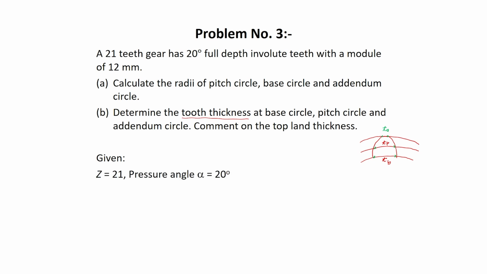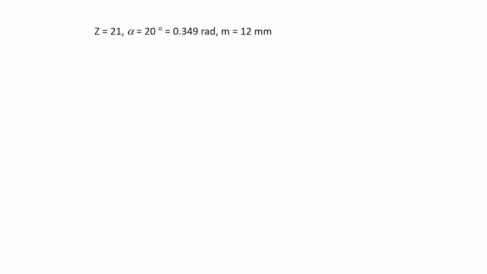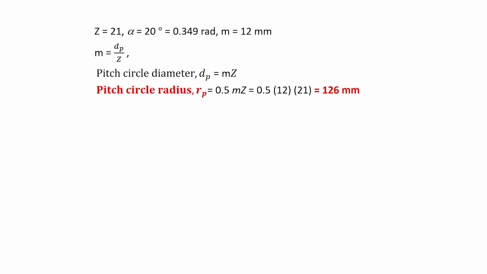Given, our number of teeth is 21, pressure angle is 20 degree, module is 12 mm. So, from the module we get the pitch circle diameter of the pinion, which is module multiplied by number of teeth. The pitch circle radius of the pinion is 0.5 of mz, that is 0.5 multiplied by module multiplied by number of teeth, which is equal to 126 mm.